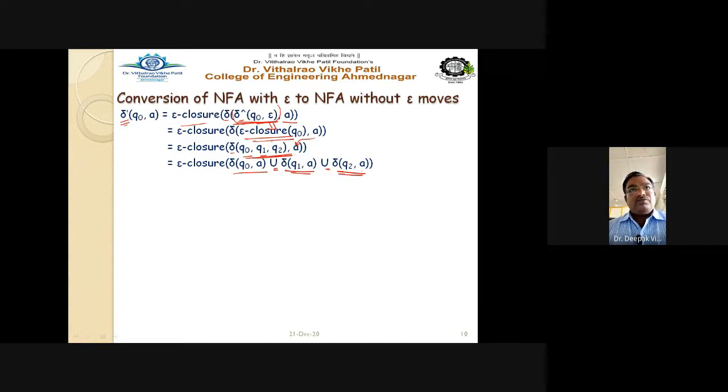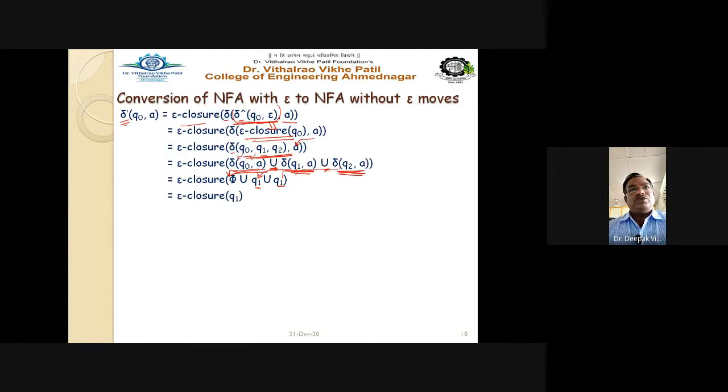Getting this point? When we split up all the transitions, delta q0 a, delta q1 a, delta q2 a, we have to split up and make their union. So delta q0 a is nothing but phi, there is no transition on input a from state q0. That's why phi. Delta q1 a is nothing but your state q1 itself. Delta q2 a goes to q1 itself. So q1 union q1 is nothing but q1 itself.